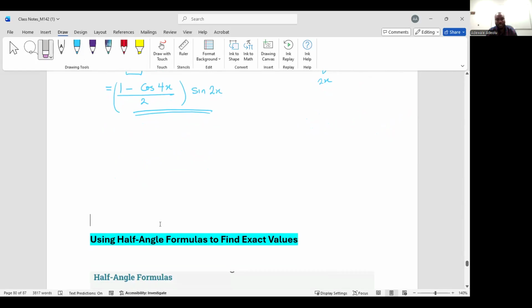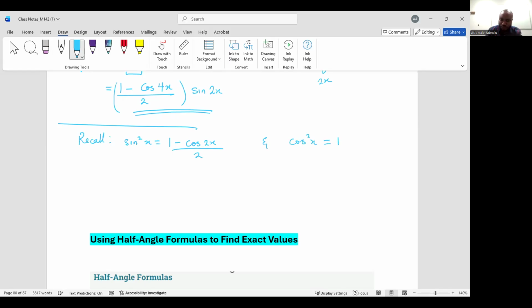Now, another thing we want to look at is the half angle formula. And I will derive the half angle formula also from our work with the reduction formula. So recall that sine squared of x is 1 minus cosine of 2x divided by 2. Also, cosine squared of x is 1 plus cosine of 2x divided by 2.